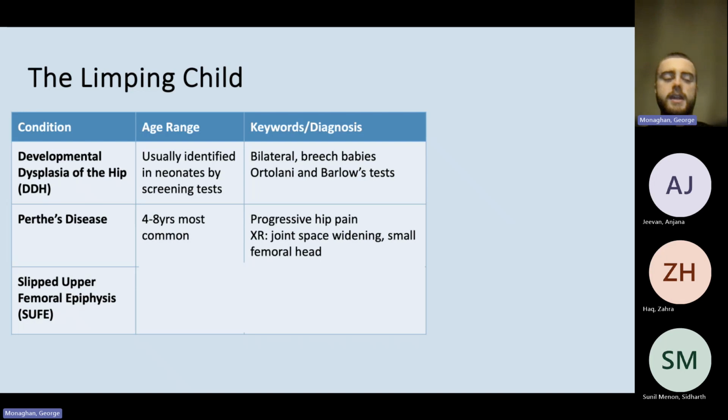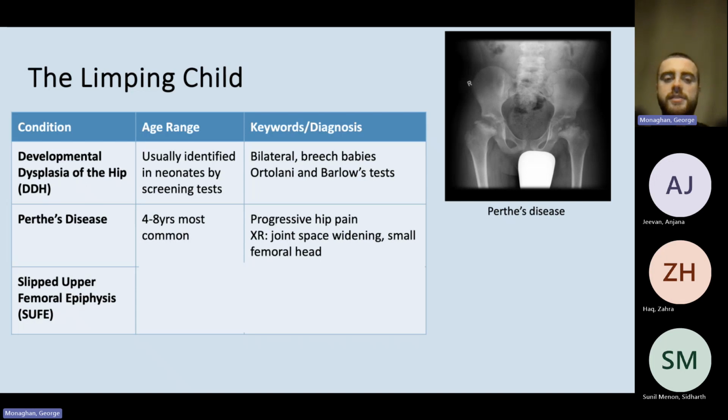Perthes disease, 4 to 8 years is the most common age to get it. Progressive hip pain, and then if we do an X-ray, we can see joint space widening, and also a small femoral head.